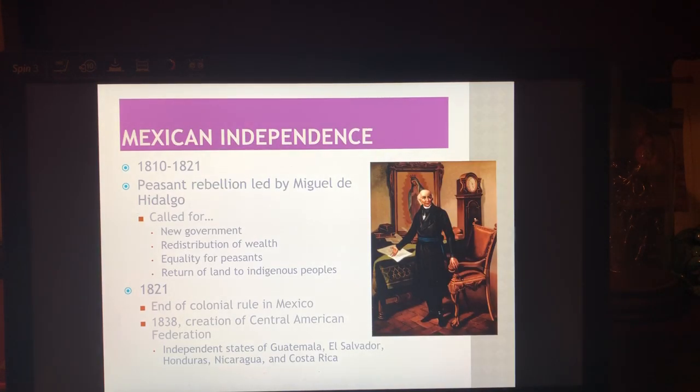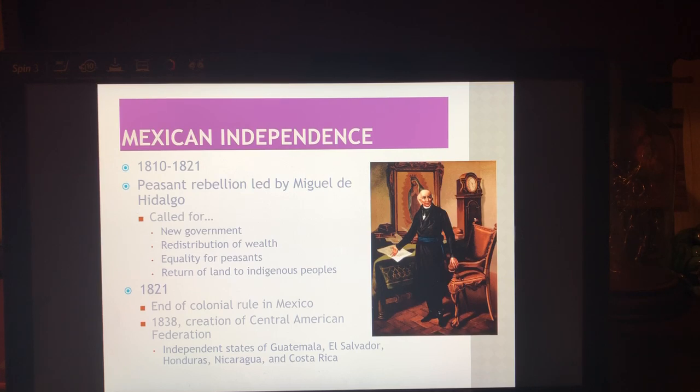So the first independence movement in Latin America beyond Haiti is going to deal with the Mexican independence movement. And it actually starts from the peasants. It's not going to start from the Creoles, but we'll see that the Creoles will use the peasant revolt as a way to justify their means of control. So this peasant revolt is actually started by a priest, Miguel de Hidalgo. He's going to say we need a new government, that this government needs to redistribute land to the peasants.